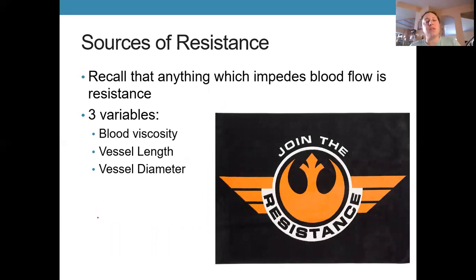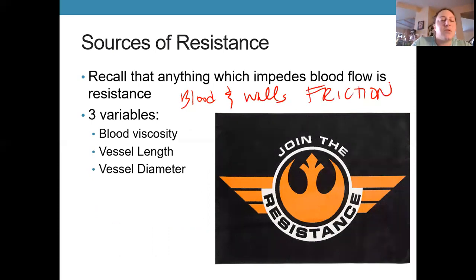So actual sources of resistance are anything that impedes blood flow. And the major thing that's going to impede blood flow, again, is the interaction between the blood and the walls of the blood vessels, because this is all about friction. So the three main factors, which we will touch on, they all have their own slides, are blood viscosity, blood vessel length, and blood vessel diameter.